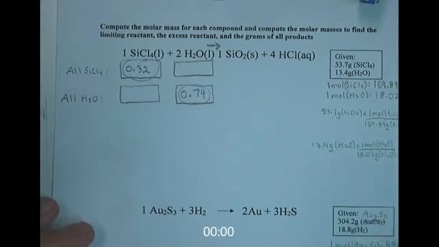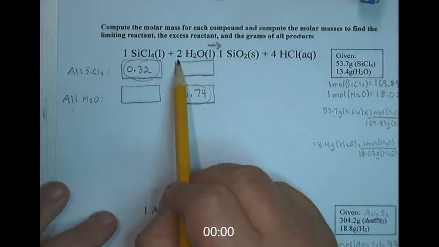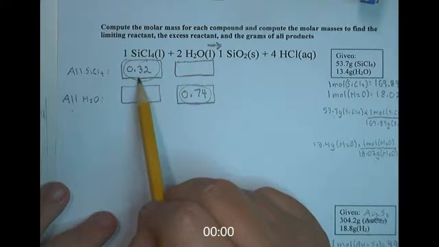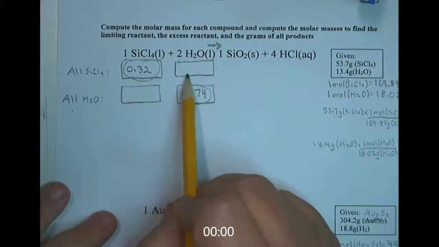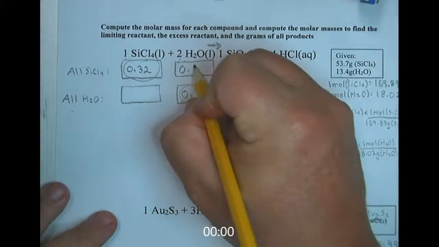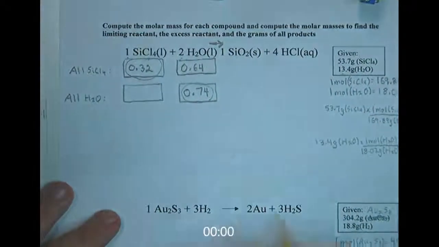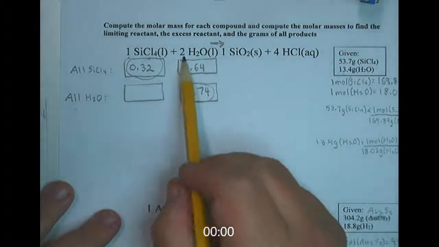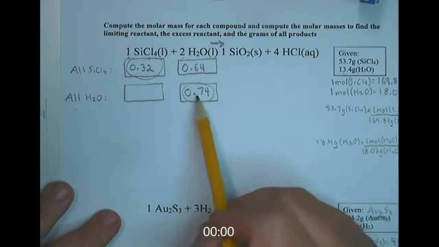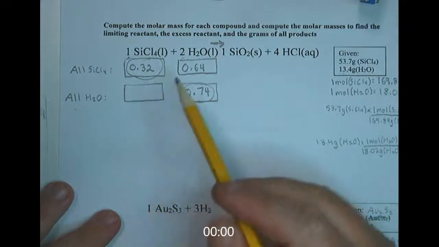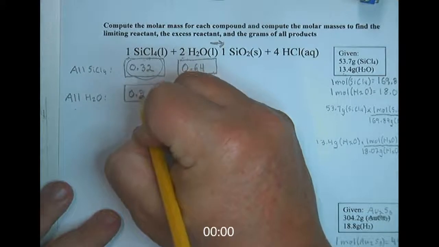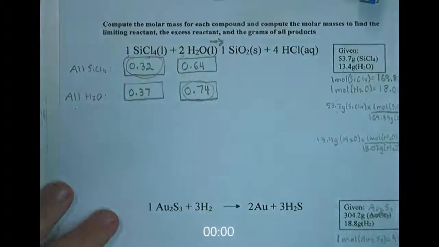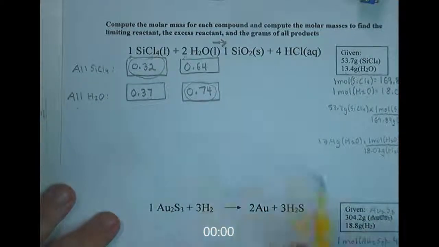Okay. Now I've got to figure out the others. Well, I need twice as much water as I do silicon tetrachloride, okay? It's a 2 to 1 relationship. So what I do is simply take this number and multiply by 2 to get this number, and that's going to give you 0.64. Okay, same thing in the opposite direction. We have twice as much water as the SiCl4, so this number is going to be twice this one, and I go ahead and divide that, and I get 0.37 moles of SiCl4.